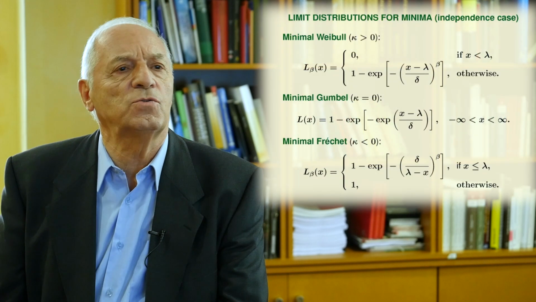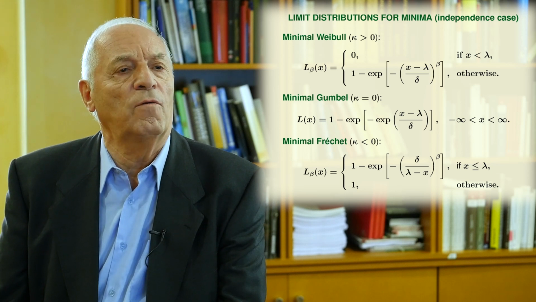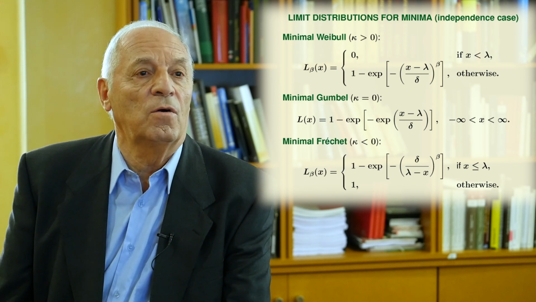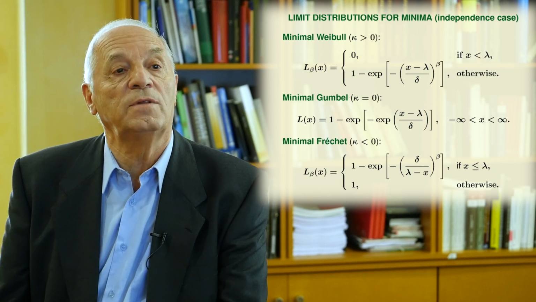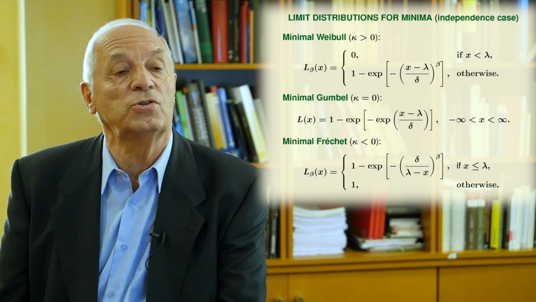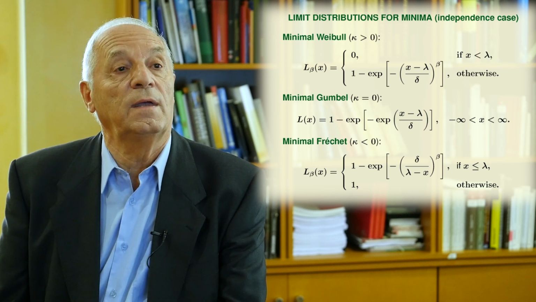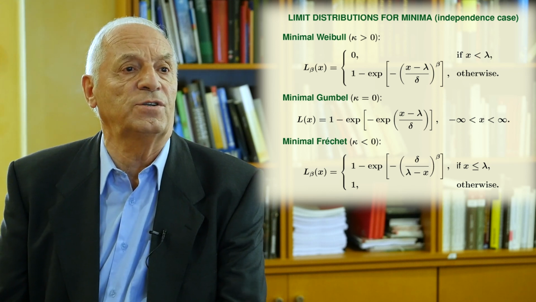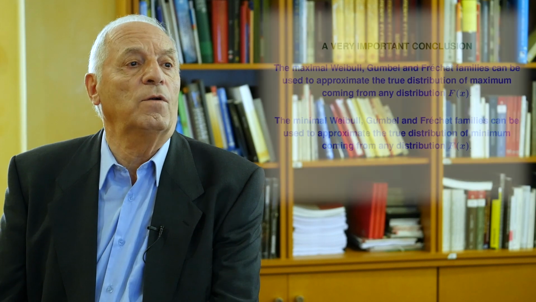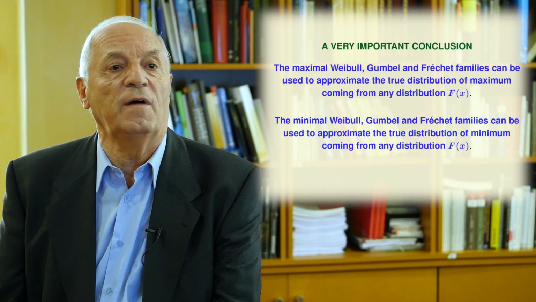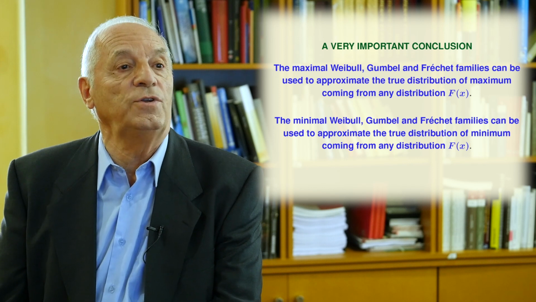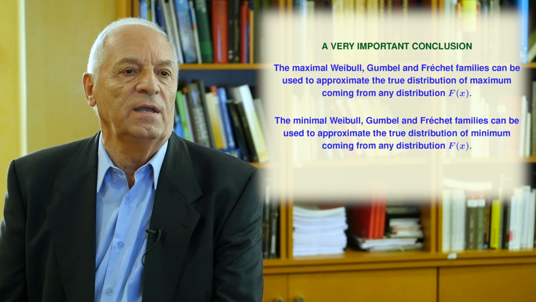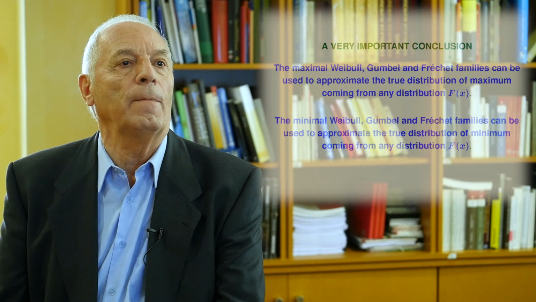That is very interesting, because when we have to approximate the maximum of a given random variable, we don't need to concern ourselves about the distribution function of this variable, because we know that we can be very close for the maximum with the generalized extreme value, or with the Weibull, Gumbel, or Fréchet. So this is a very important result that we need to know. In other words, the maximal Weibull, Gumbel, and Fréchet families can be used to approximate the true distribution of maximum coming from any distribution F of x, and the same can be said for minimum.